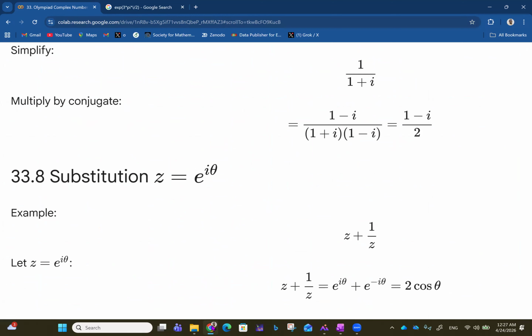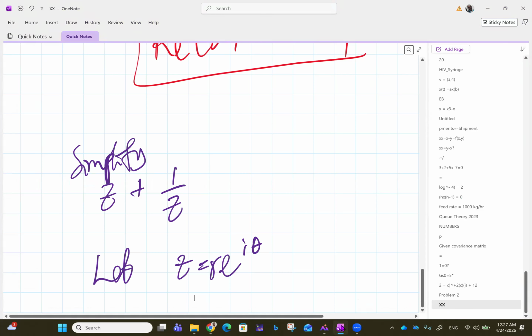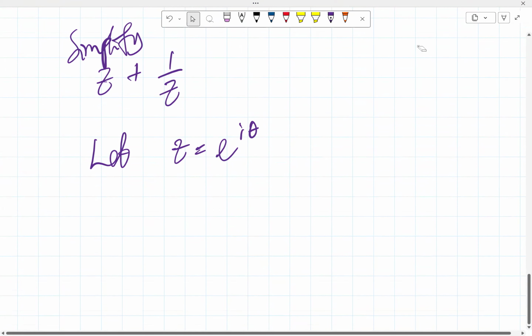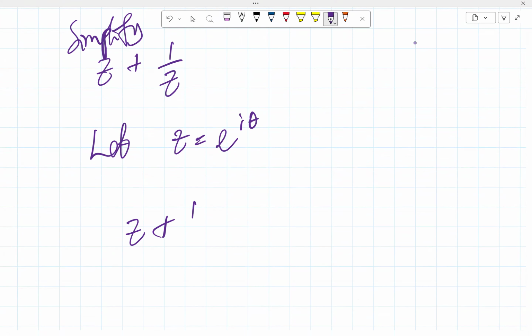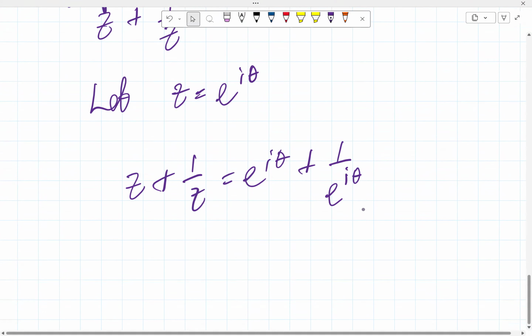Okay, we can just substitute e raised to i theta here. So in that case, z plus 1 over z equals e raised to i theta plus 1 over e raised to i theta, and that is equal to e raised to i theta plus e raised to minus i theta.